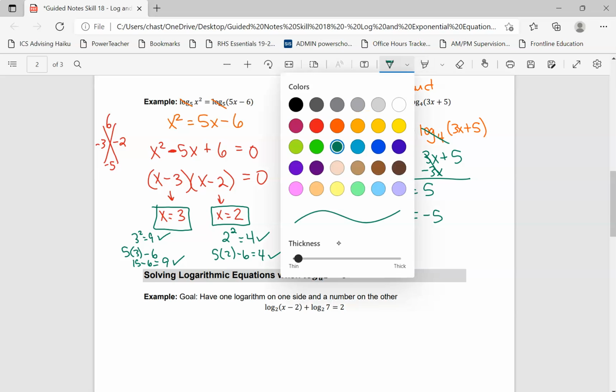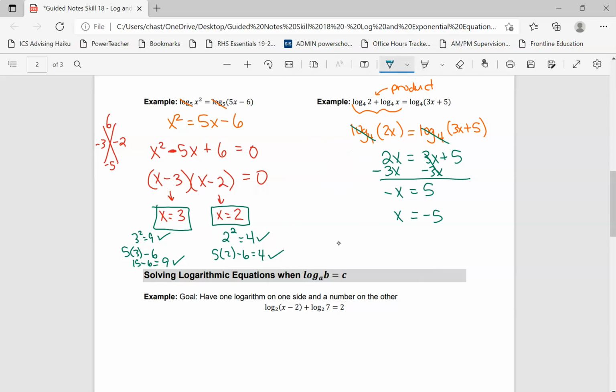Maybe. Checking your arguments, if I plug in negative 5 to this x right here, we get a no-no. If even one log argument is made negative with a solution, you have to throw it out. So this is invalid, which means there's no solution this time. Okay, so keep in mind that that could happen.